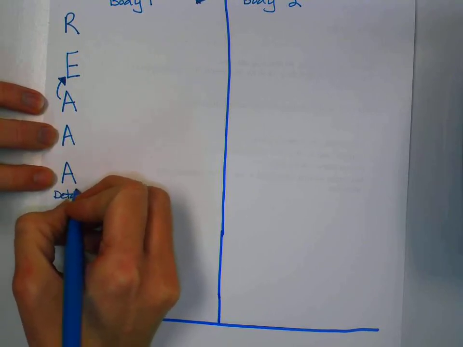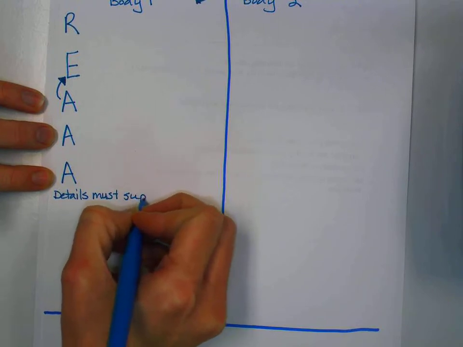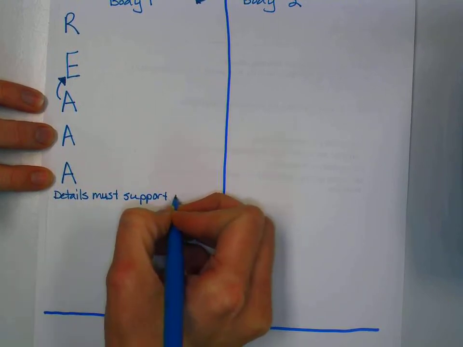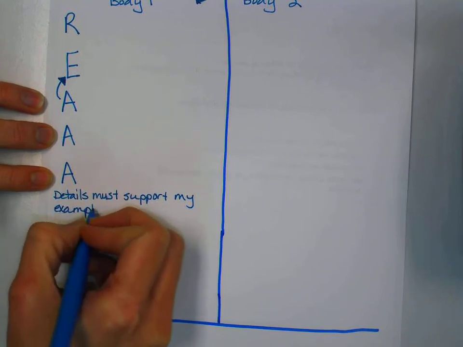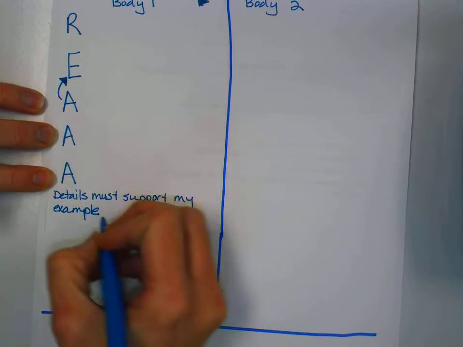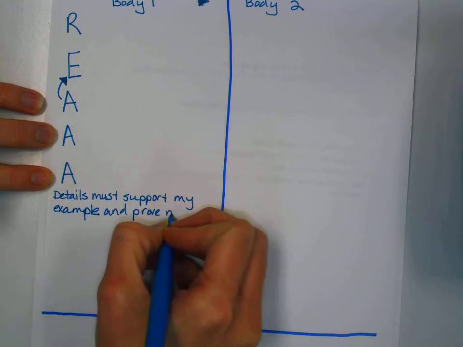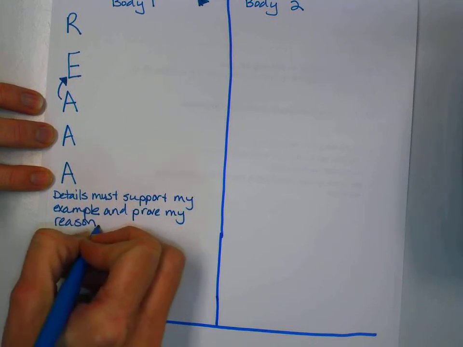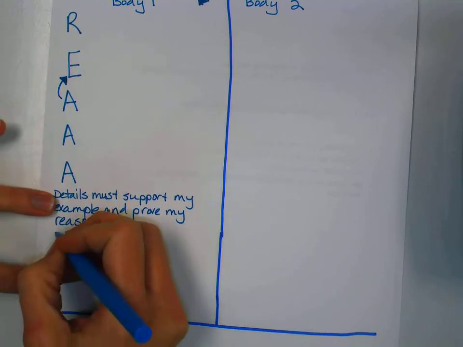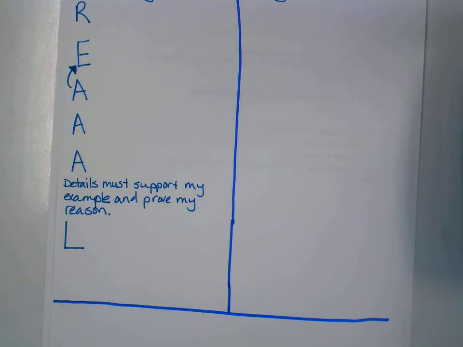Details must support my example and prove my reason. And lastly, I have my L, where I link it back to my R.